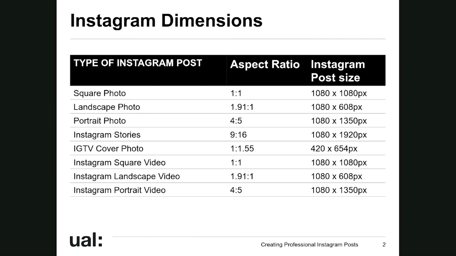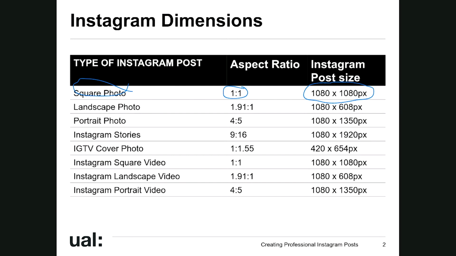When we look at Instagram, there are certain dimensions of Instagram posts that we can use. The one that I commonly use is the square photo, which is here. Aspect 1:1 is 1080 by 1080 pixels. So we're going to put this into Photoshop to make this Photoshop square photo.